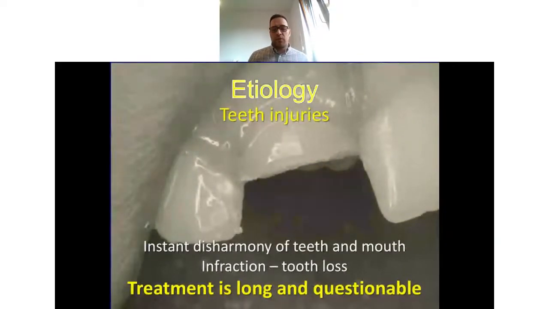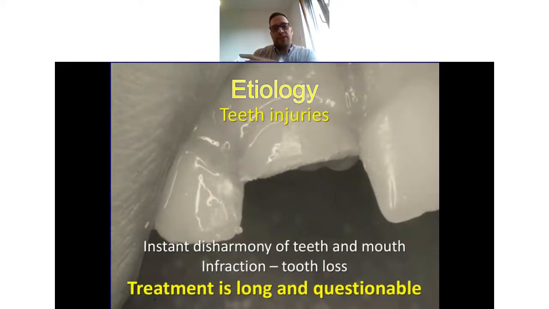In everyday practice, we try to do everything that is possible in order to save the teeth. As soon as the injury occurs, we're supposed to give first aid in order to save those teeth. The problem is that the treatment is almost always long and always questionable. Why is it so? It is so because even when you have a contusion or an infraction, the teeth seem okay at the beginning, but later on complications may start.